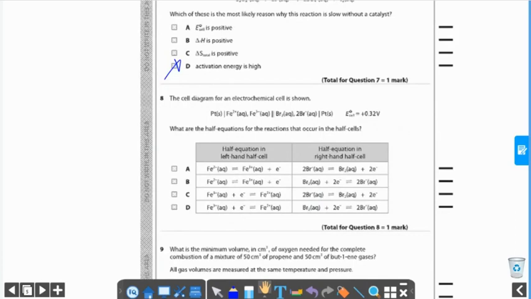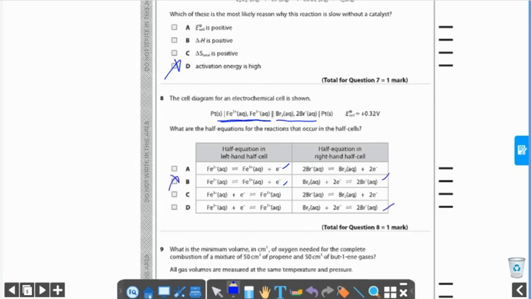The cell diagram for electrochemical cell is shown. What are the half equations for the reactions that occur in the half cells? Half equation in left hand half cell. See, this is left hand is where the oxidation takes place. This is left hand. Fe2+ should turn to 3+. So it has to be either A or B. Right hand, Br2 should be reduced to Br minus. Br2 should be reduced to Br minus, right?